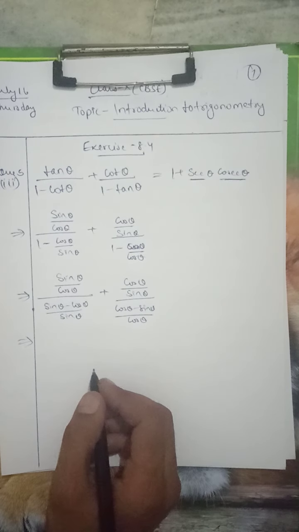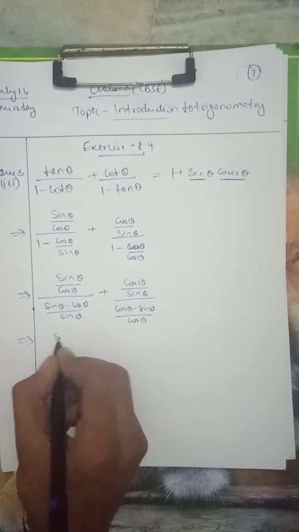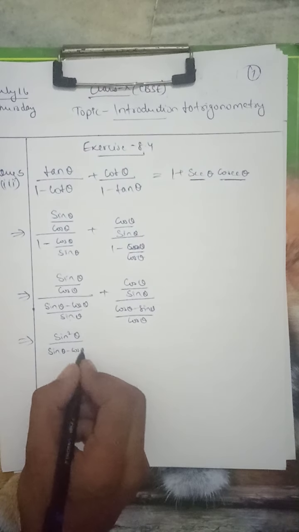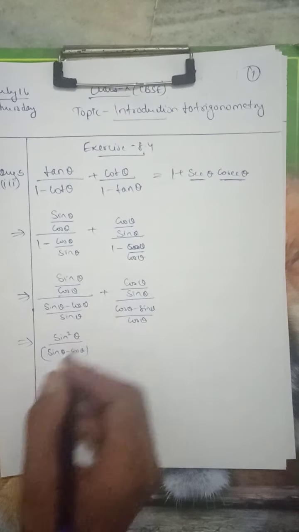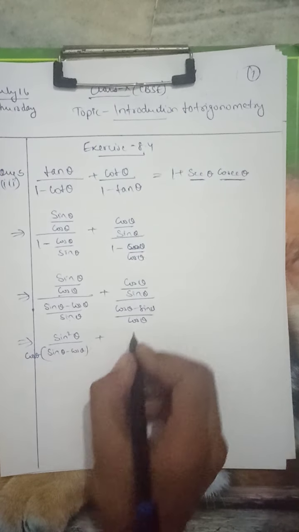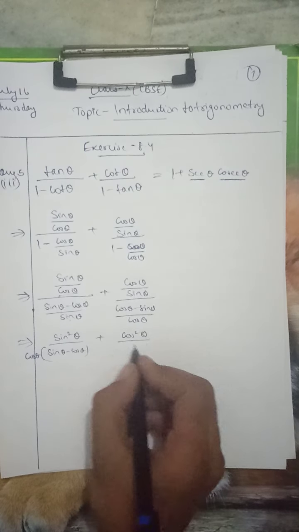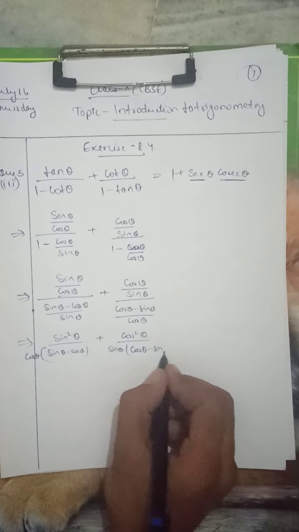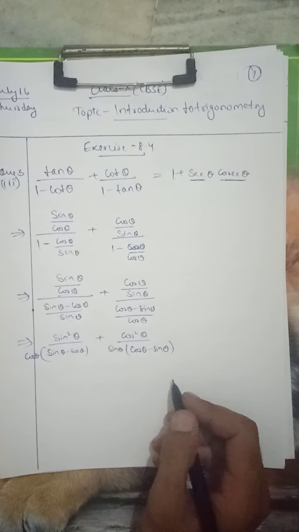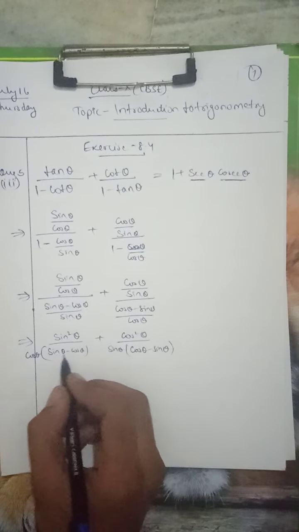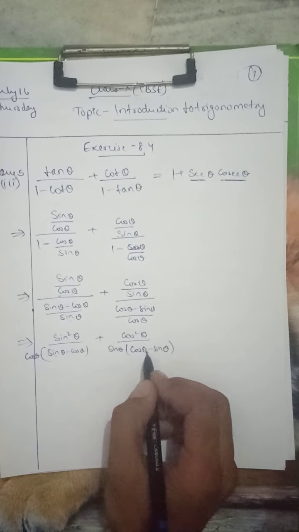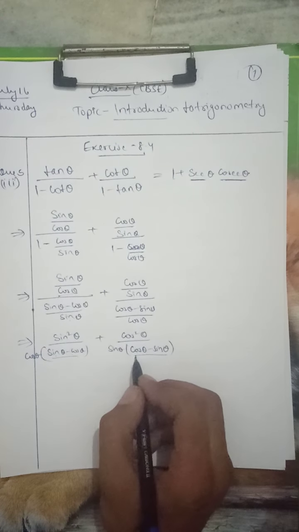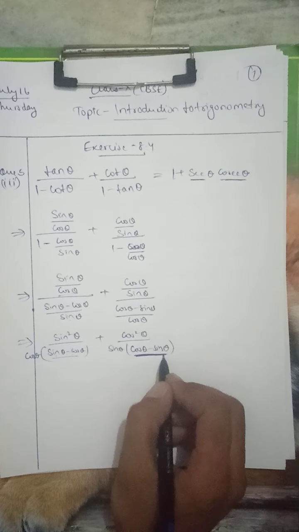After solving, what will you get? The sine will go in the numerator, you will get sine square theta upon sine theta minus cos theta. Along with that, this cos theta: here you will get cos square theta upon sine theta into cos theta minus sine theta. Now you can see that here it is sine theta minus cos theta, and here we have cos theta minus sine theta. I want to make both of these the same. So what should I do? I will take the negative sign common from here.